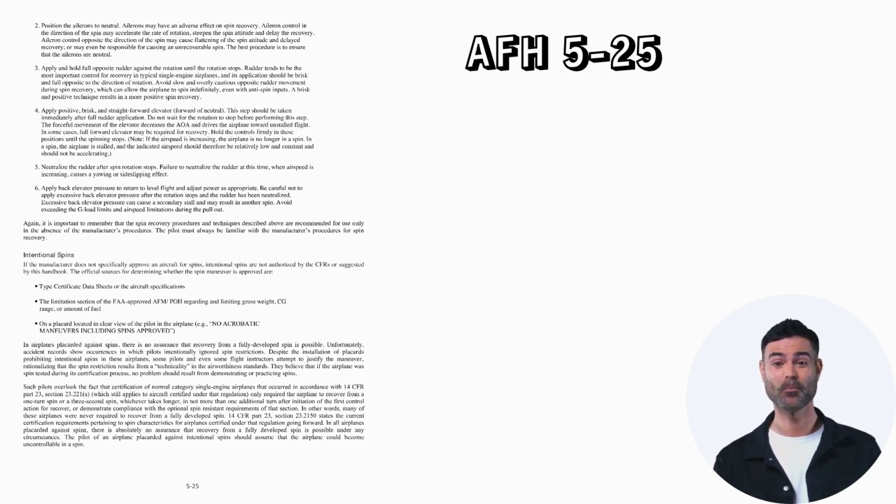14 CFR Part 23, Section 23.2150 states the current certification requirements pertaining to spin characteristics for airplanes certified under that regulation going forward. In all airplanes placarded against spins, there is absolutely no assurance that recovery from a fully developed spin is possible under any circumstances. The pilot of an airplane placarded against intentional spins should assume that the airplane could become uncontrollable in a spin.